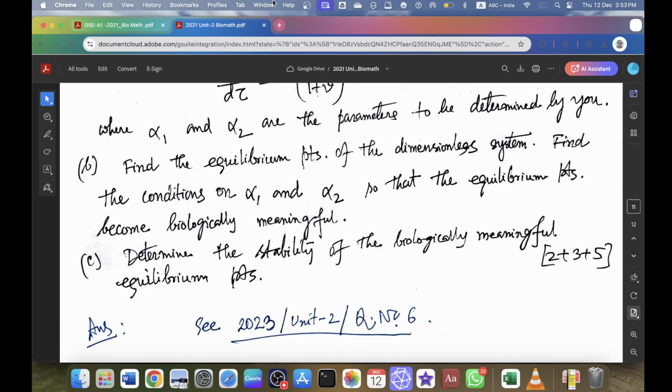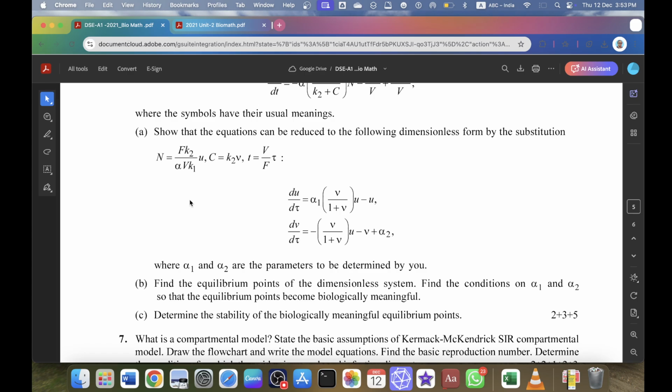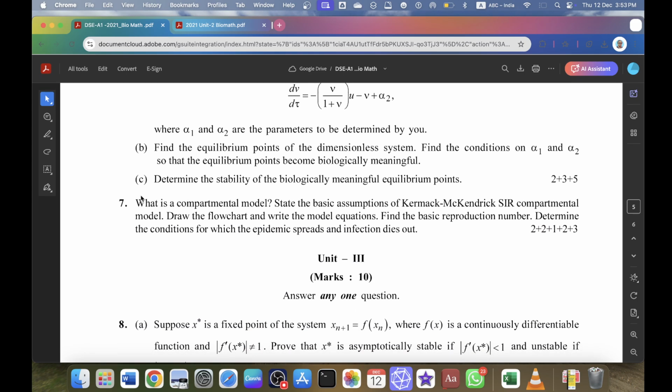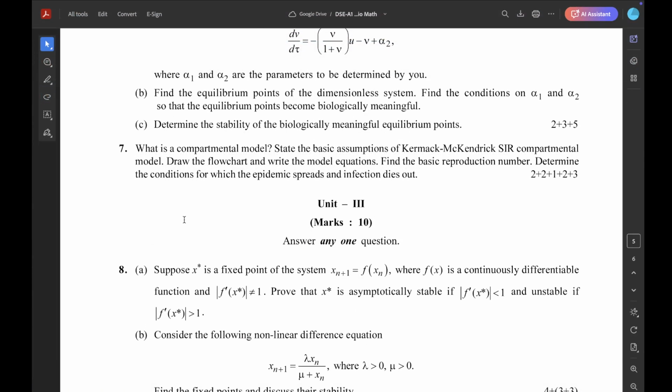And next question, part B, sorry, question 7. What is a compartmental model? State the basic assumptions of the Kermack-McKendrick SIR compartmental model, draw the flowchart and write the model equations, find the basic reproduction number, determine the condition for which the epidemic spreads and infection dies out.